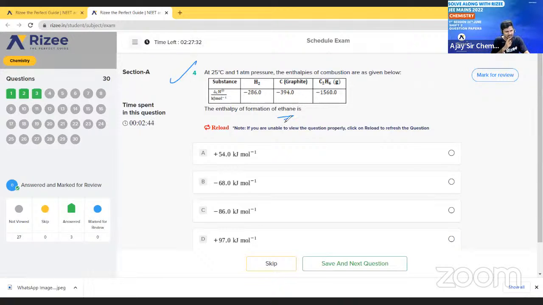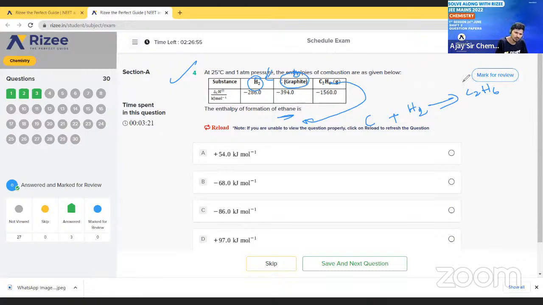So what is the general formula? See here, ethane. H2 and carbon combine and produce C2H6, that means ethane. First of all, we have to write the equation. Carbon is there in graphite state, and hydrogen is there, and both produce C2H6. This is the general equation. Now we have to balance the equation.